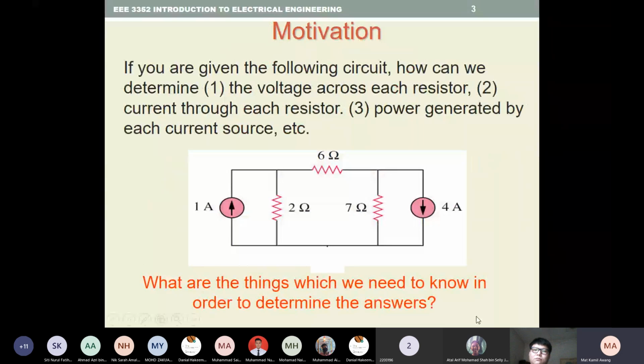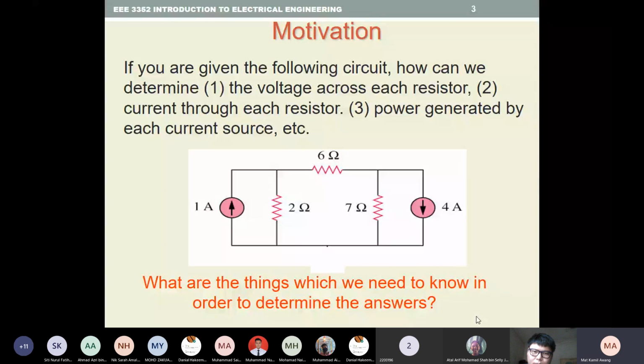So why are we going to do this? The motivation is that if you are given the following circuit, how can we determine 1, the voltage across each resistor, 2, the current through each resistor, and 3, the power generated by each current source, for example. So what are the things that we need to know in order to determine the answers? This is what we are going to learn in this chapter.